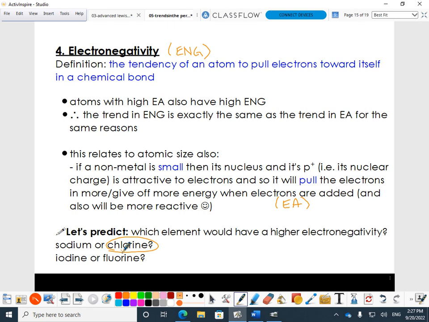And then trickier a little bit in a group, iodine and fluorine. Which one's going to have a higher electronegativity? All right, I'll give you a second. Yep, they're in the same group. They're both halogens. Can I tell you the answer?